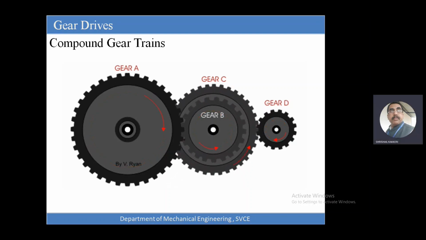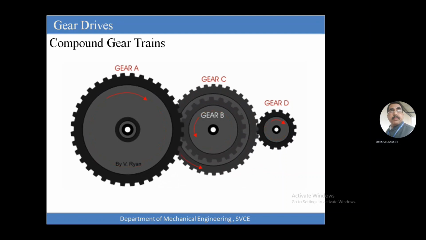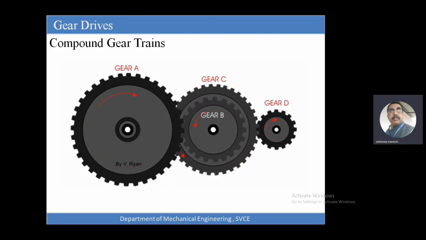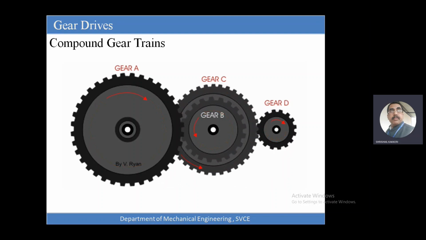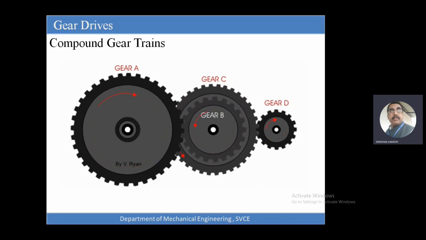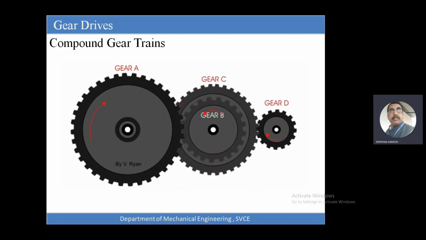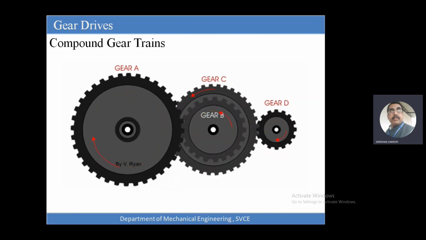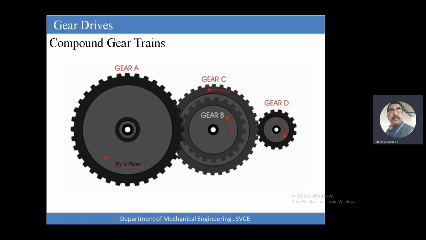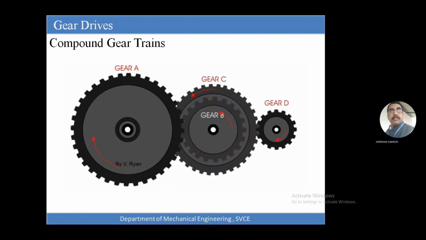Now let me look into the velocity ratio of the gears A and B. They are engaging each other. Now NB by NA, that is the output velocity to the input velocity, will be equal to TA by TB, that is equal to dA by dB. Can anyone understand? These are the two gears I have taken. Gear A is meshing with the gear B, so the output gear is B here. So definitely NB by NA is equal to TA by TB, that is equal to dA by dB. Call it equation 1.